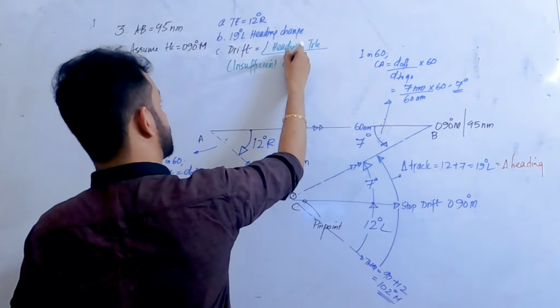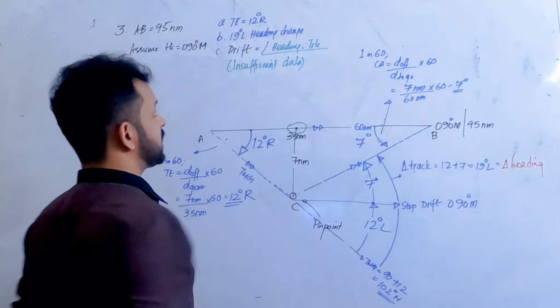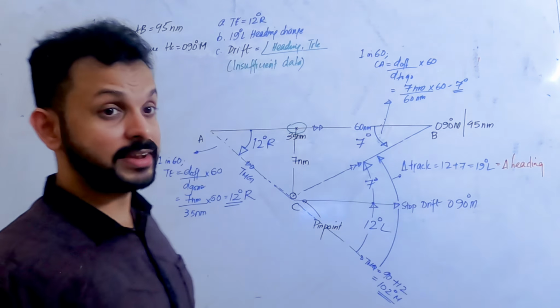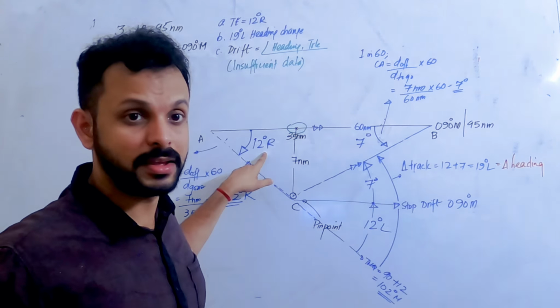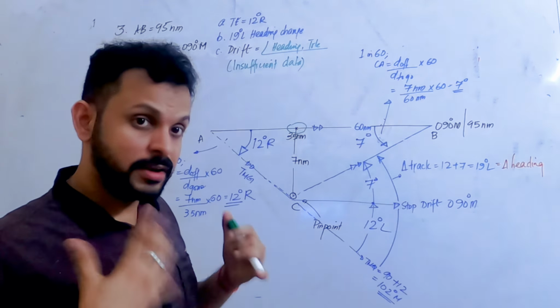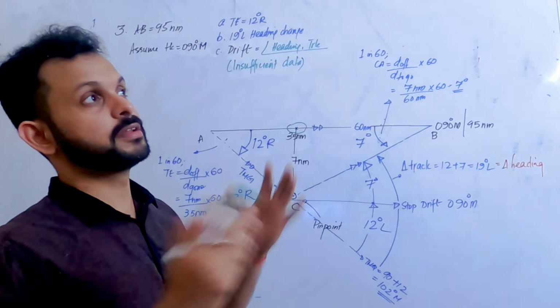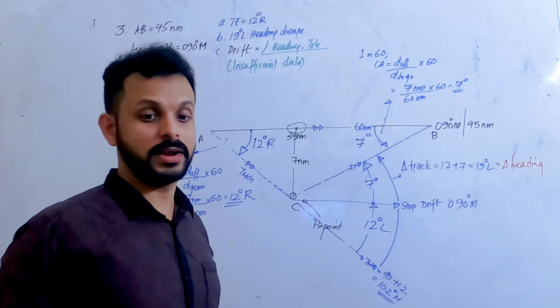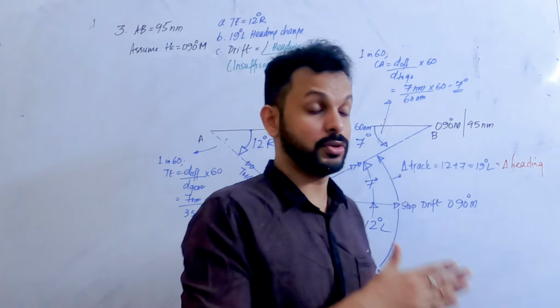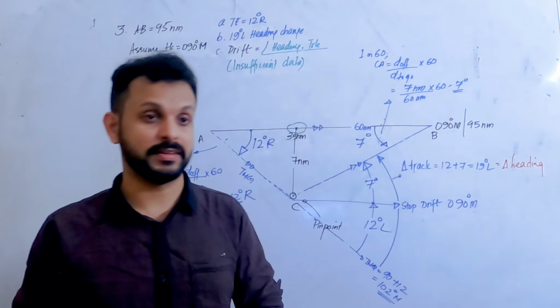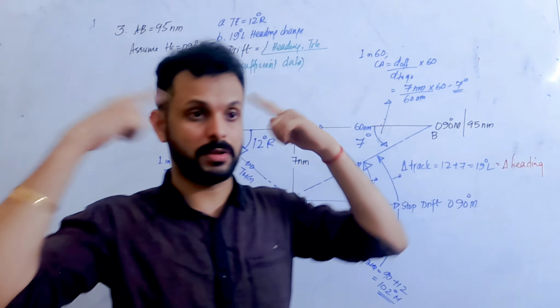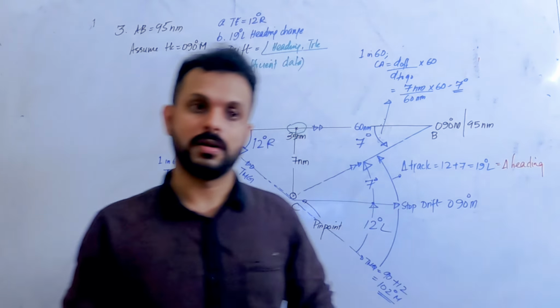Now, why are they particularly asking that question? Because there is a very high tendency to put this 12 degrees as the heading. I have had a lot of students who have done the same thing, where they bring up 12 degrees as the heading. No, drift is always between heading and track. Keep that in mind. Heading should be there to find the drift.